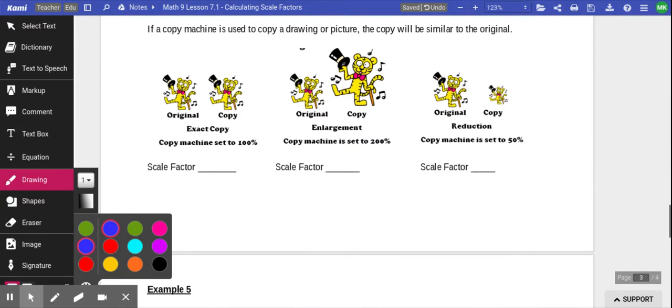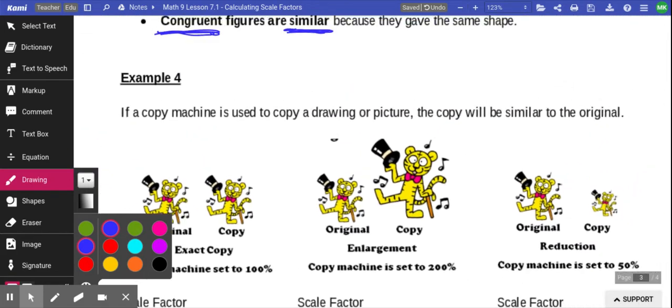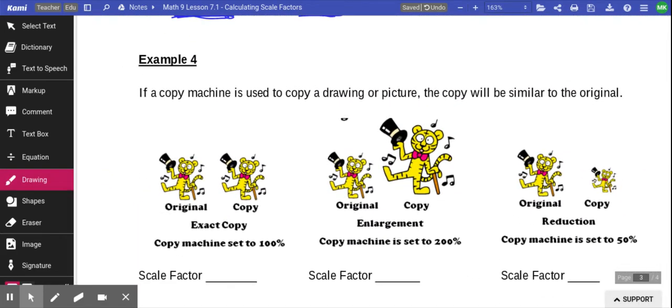Awesome. Let's look at some pictures. We actually do use enlargements all the time. Usually we have machines that do them for us, so we can do an enlargement or a reduction on text when we photocopy things. That's a big thing that we see, right? I have a picture. I want to blow that picture up for whatever reason. I want to make it bigger.